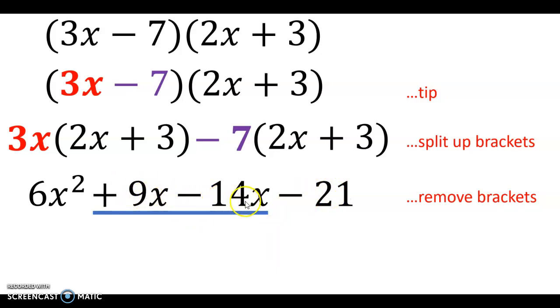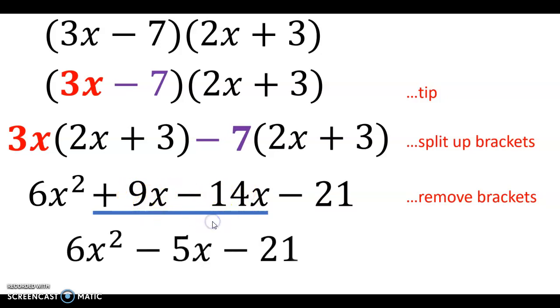So you have 9x minus 14x, so 9 minus 14. So remember, when the signs are different, take the small number from the big. So 9 from 14 is 5. Keep the sign of the big number, and it's tall, majestic hills, and there's number 1D.